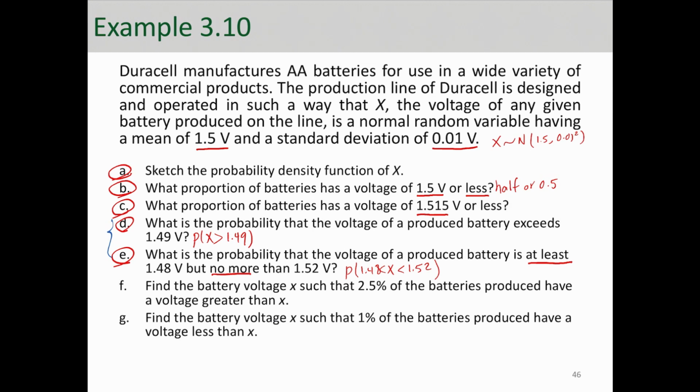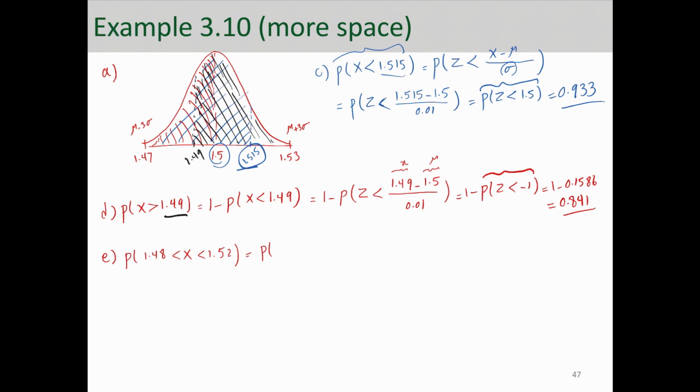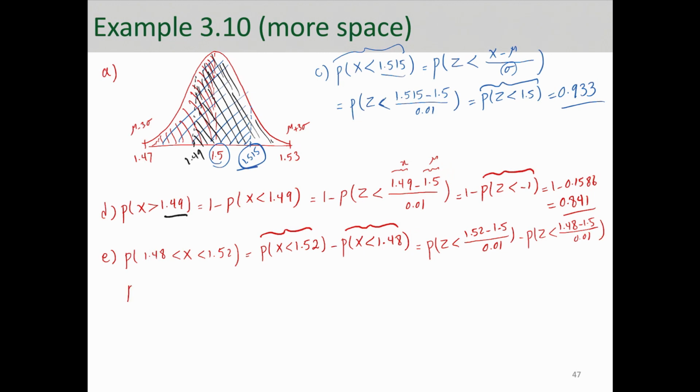And we learned how to deal with these probabilities in the previous video. This probability is equal to the probability of x less than 1.52 minus the probability of x less than 1.48. And now we need to transform each one of these to z and then subtract the probabilities from each other. If you do the math here, it's the probability of z less than 2 minus the probability of z less than -2. Now we need to read these two probabilities from the z-table.